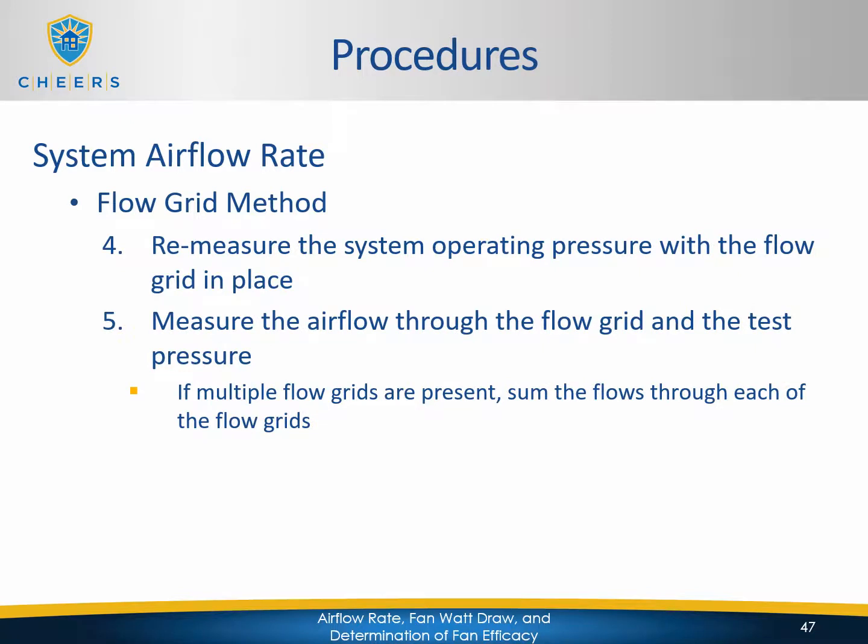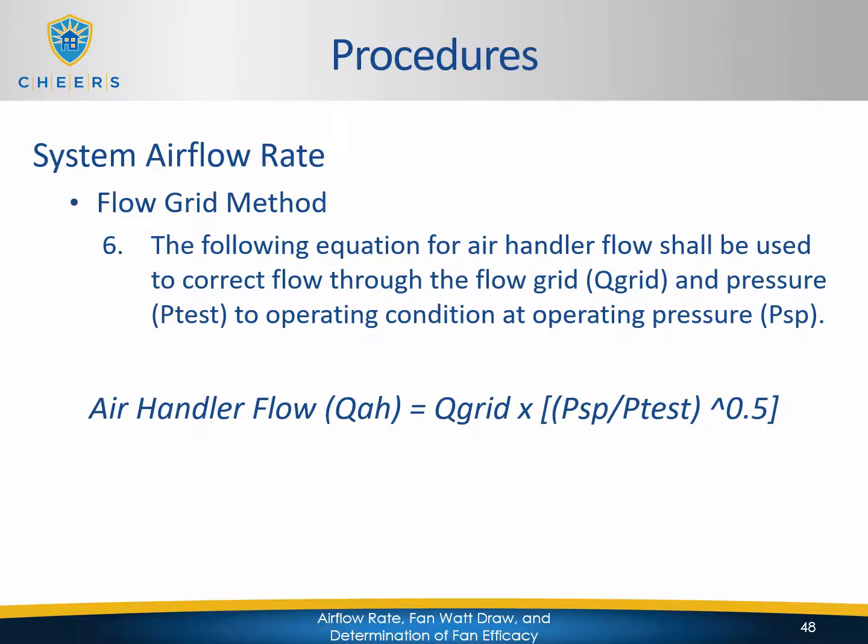You then want to remeasure the system operating pressure with the flow grid in place. You then measure the airflow through the flow grid and the test pressure. If multiple flow grids are present, you want to sum the flows through each of the flow grids. You then apply those variables you collected to the following equation.